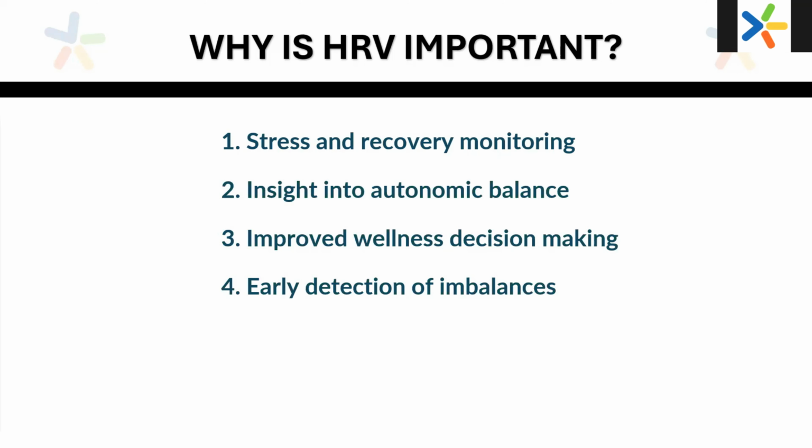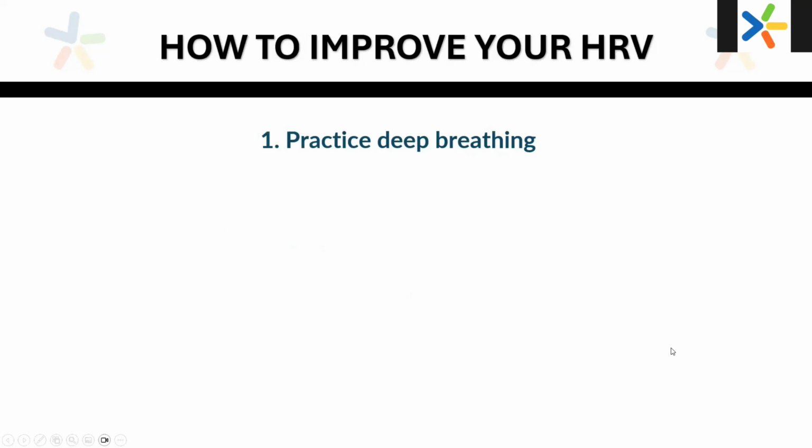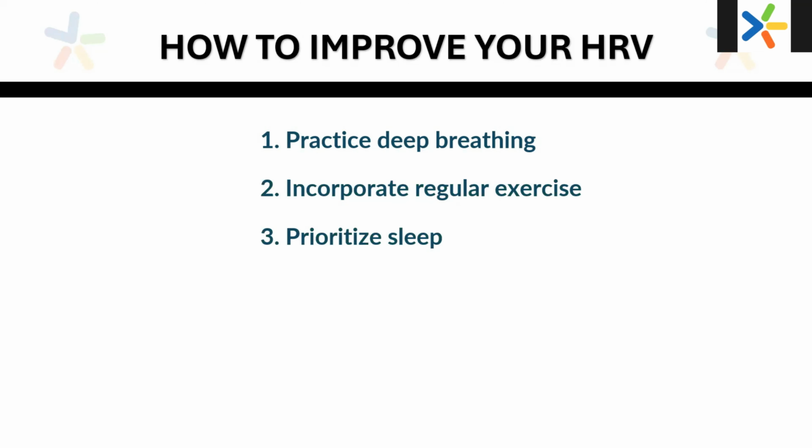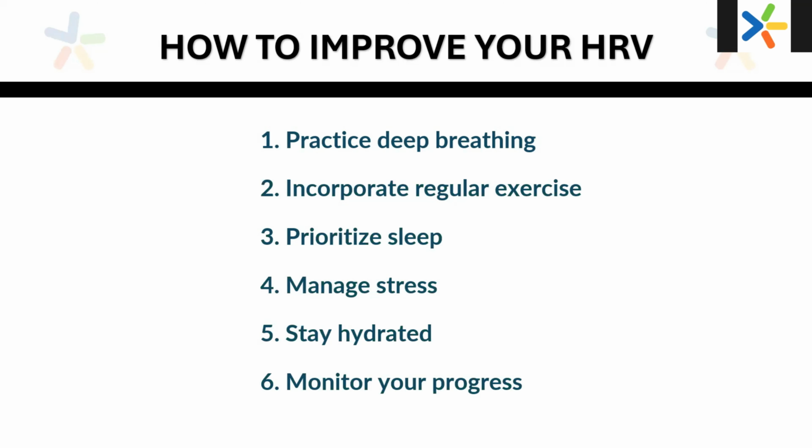Now, when it comes to heart rate variability, a good or average HRV typically tends to lower as you age. Because of that, it's hard to put a firm number on it, but when you look at different studies or charts online, you'll be able to get a good idea of a good or average HRV. And athletes and other people who are very fit may have a much higher heart rate variability. And the ways that you can improve your HRV would be things like practice deep breathing, incorporate regular exercise, prioritize sleep, manage stress, stay hydrated, and monitor your progress.